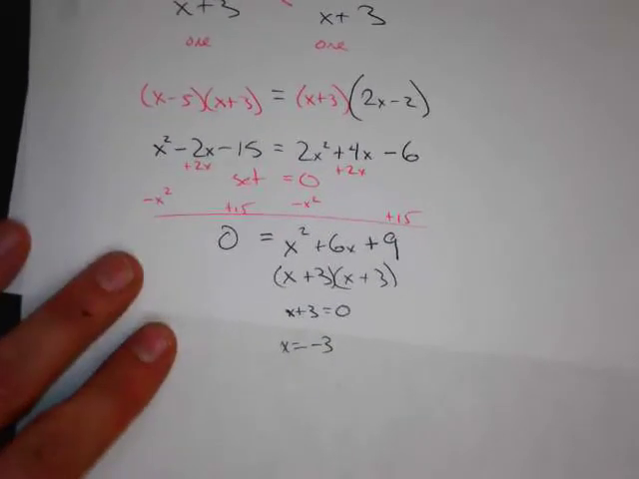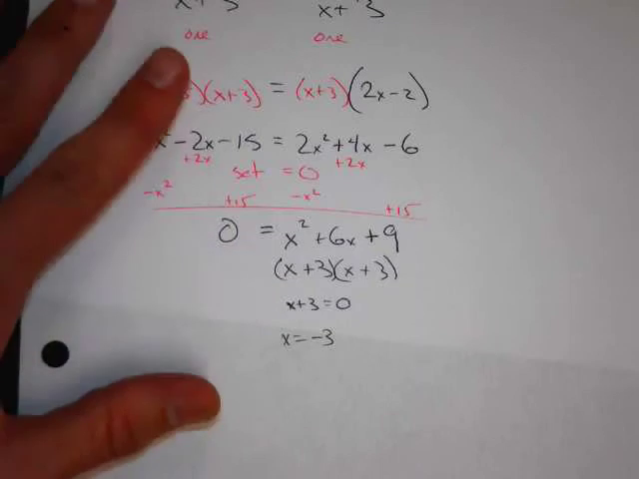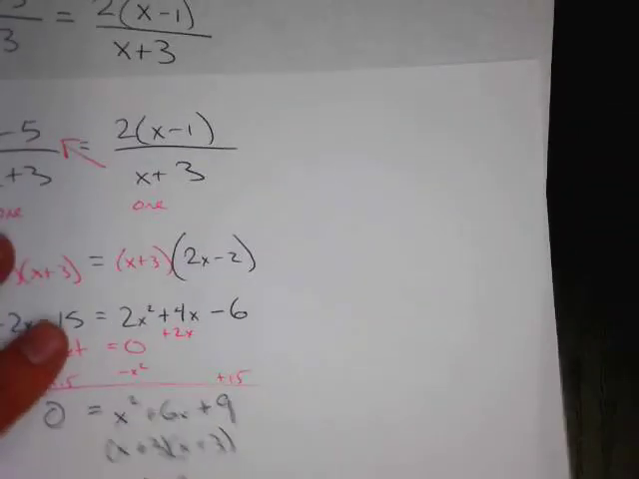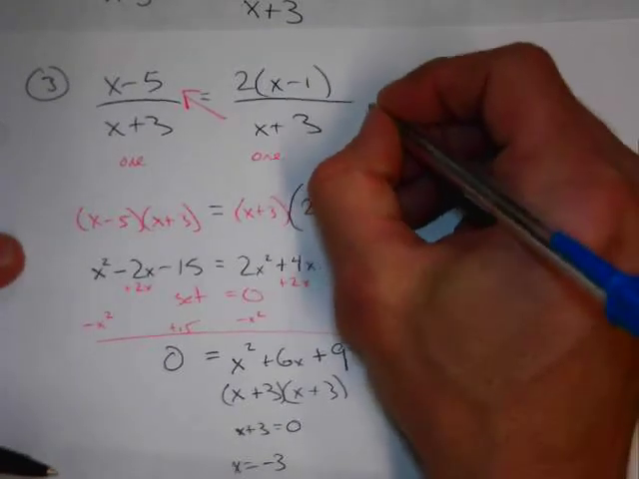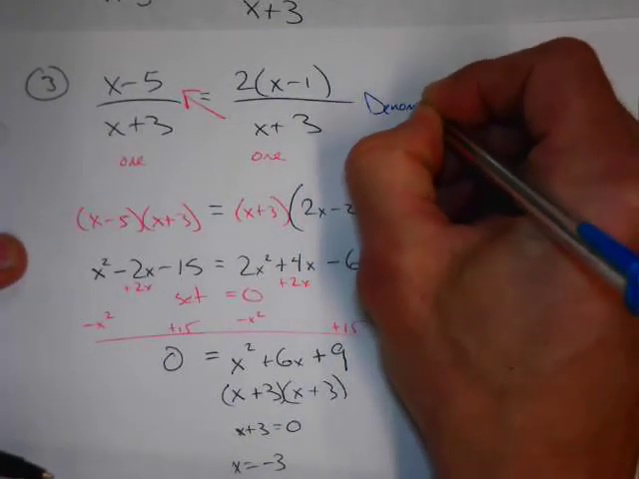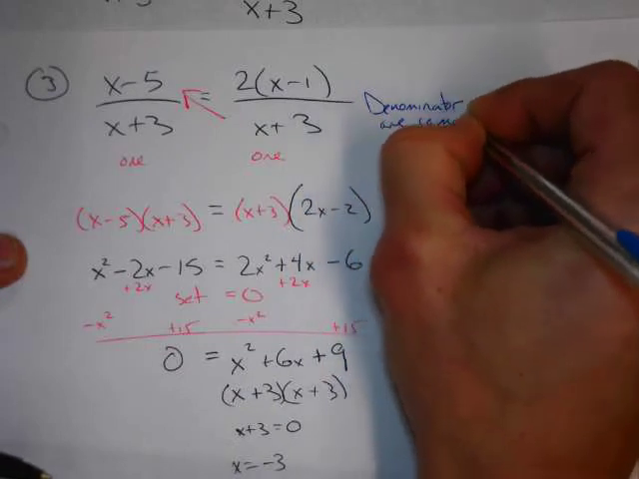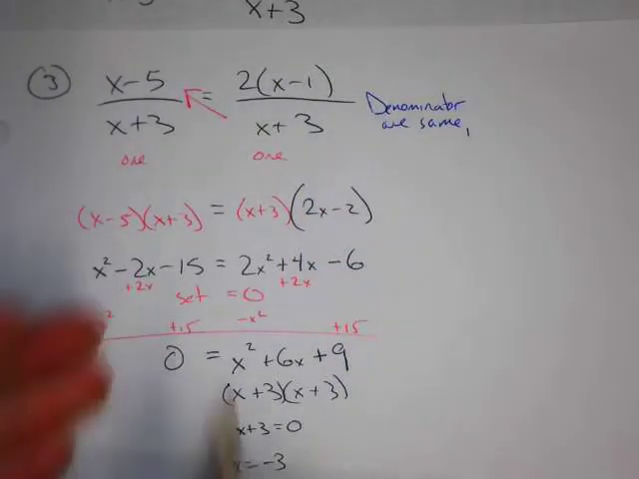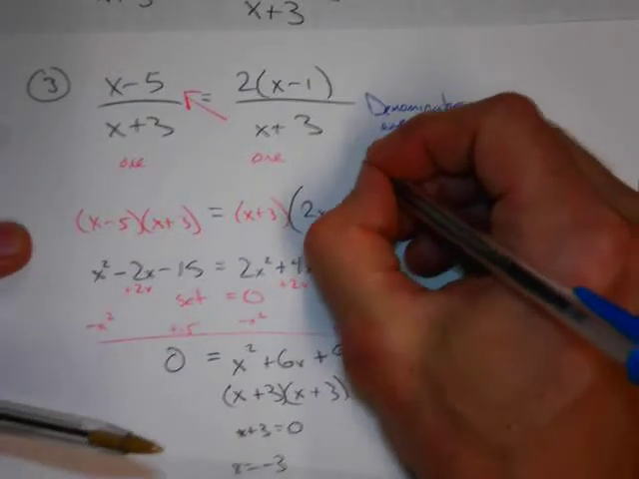So let me show you. I'm going to check my answers in a second. That's the hard way of doing it. Let me show you the easy way. I told you there was an easy way. So check this out. There's an easy way to approach this entire thing. If the denominators are the same, what does that mean? Because these denominators are the same, what does that mean? That means the numerators must be the same.